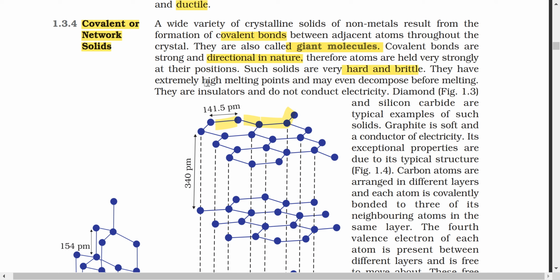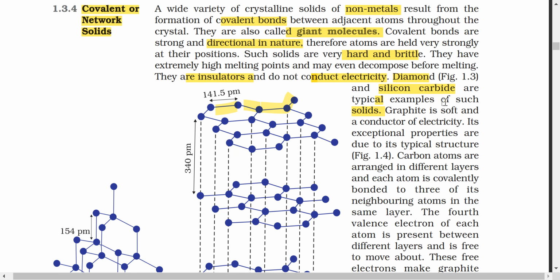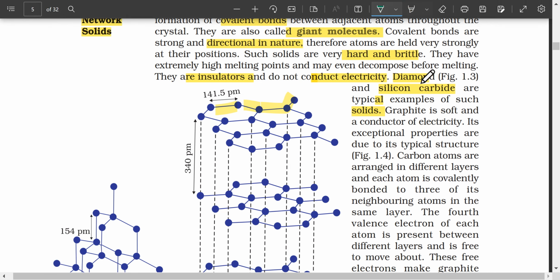Again, they have extremely high melting points and may even decompose before melting. They're insulators and do not conduct electricity. ठीक है? Diamond and silicon carbide are typical examples of such solids. ऐसे solids जहाँ basically जो हमारा crystalline solid है वो बना कहाँ से है? नॉन मेटल से. ठीक है? और जब नॉन मेटल्स के बीच में बॉन्ड बनता है वो किसका बनता है? कोवलेंट बॉन्ड बनता है. फाइन. और कोवलेंट बॉन्ड, again it's a strong bond, it's directional in nature. Again they're insulators. यहाँ पे diamond and silicon carbide are given as the examples.